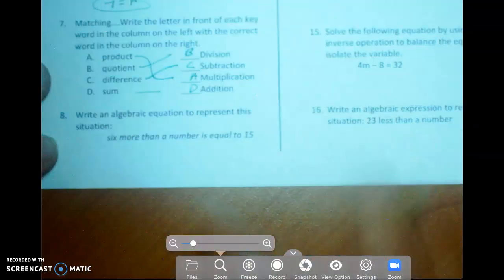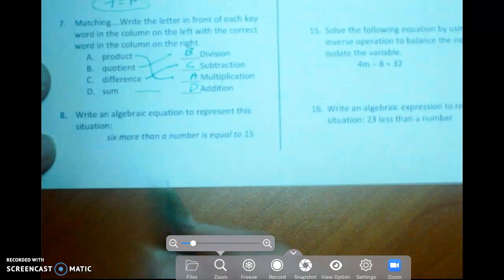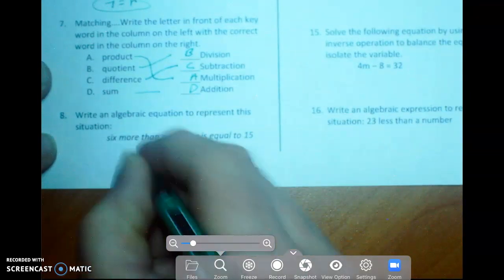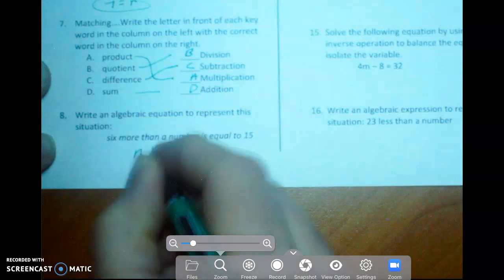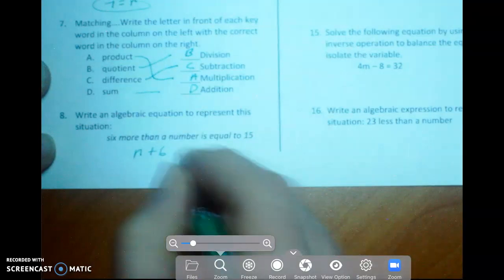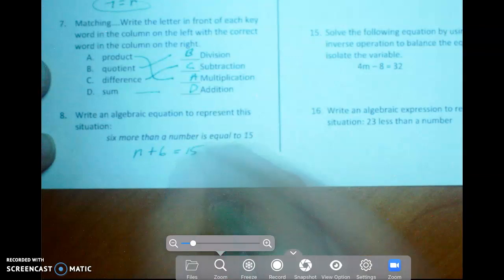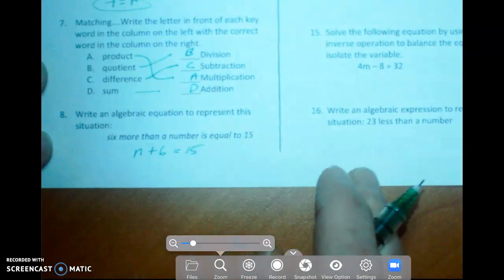Write an algebraic expression to represent this situation. 6 more than the number is equal to 15. Well, here's the number. And then 6 more would be add 6, and is equal to 15. There's your algebraic equation right there.